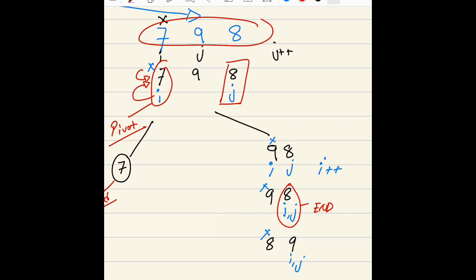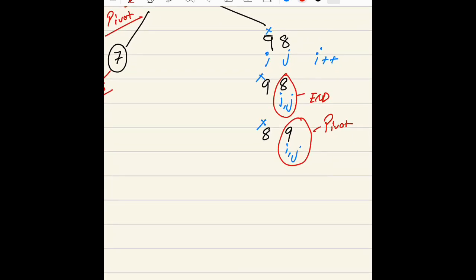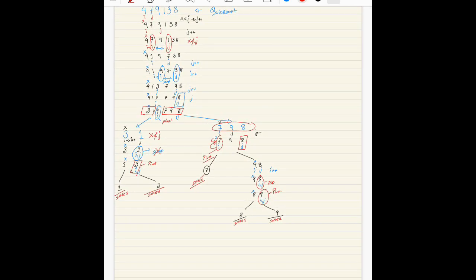So 9 is the pivoting point. Right, so based on that we divide that into two portions. So one would be 8, one would be 9. So each of them, they are their own single value in an array, right? So it's a one length array, so they are sorted on their own. So both of them are sorted values, right?